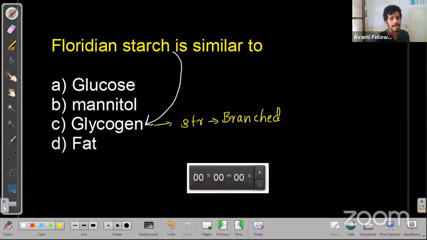What about glucose, mannitol, and fat, you may ask. Mannitol is mostly linear in nature, and fat is completely different; the bonds and links are all different. Glucose is a monosaccharide, a single molecule. Correct, Swara. So those are not the answer, because they are not related. The correct answer is glycogen, option C.